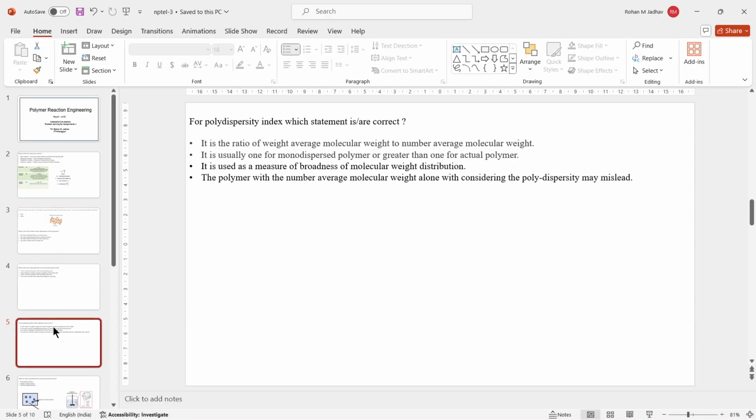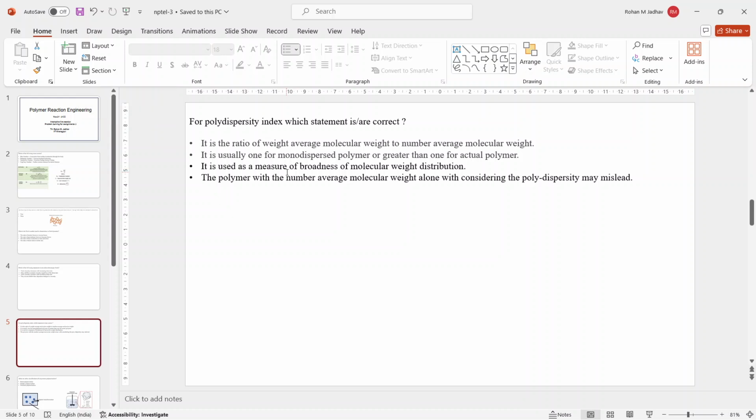Next one we have is for polydispersity index: which statement is correct? We have four options here. It is the ratio of weight average molecular weight to the number average molecular weight. It is usually 1 for monodispersed polymer or greater than 1 for actual polymer. It is used as a measure for the broadness of molecular weight distribution. And the last one is that the polymer with the number average molecular weight alone, without considering the polydispersity, may mislead. So which of these statements is correct? We need to find out.